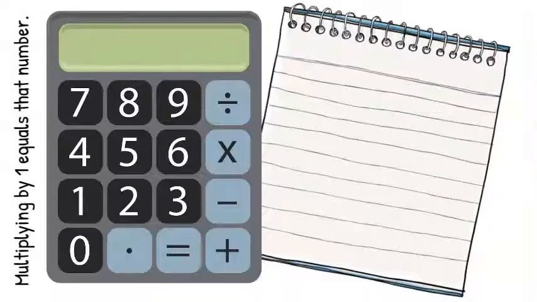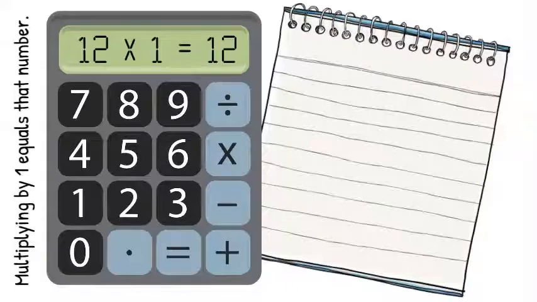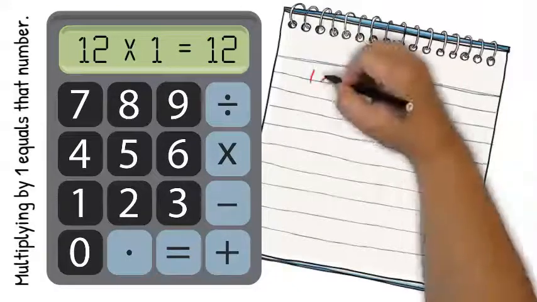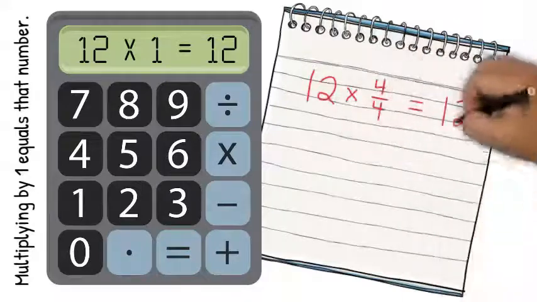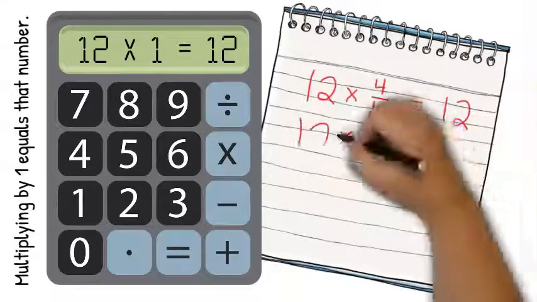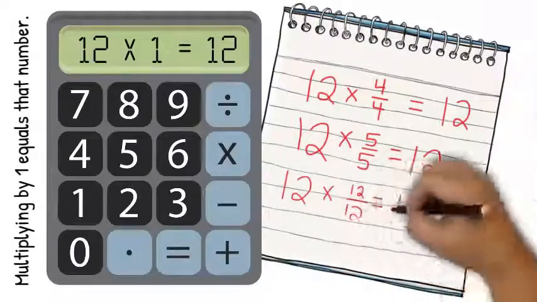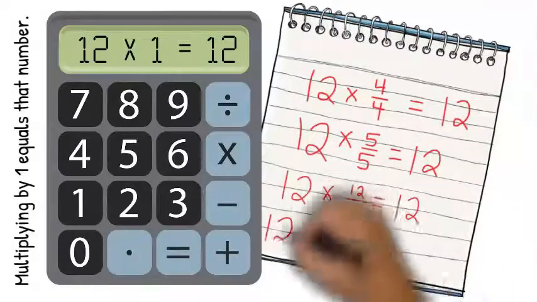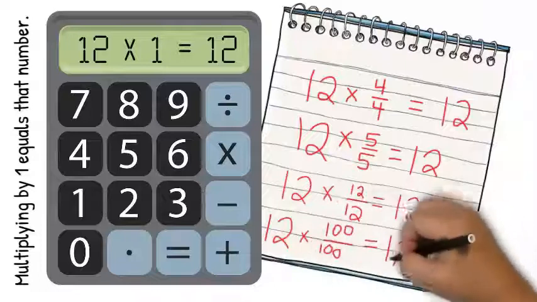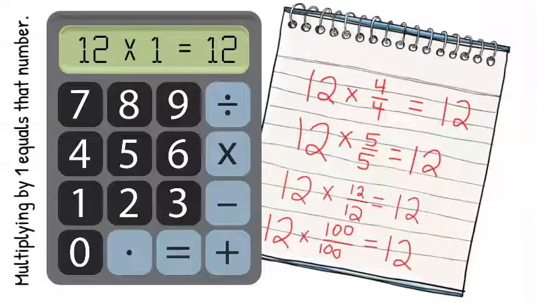Let's try some examples. Take the number 12. If I multiply it by 1, 12 will stay the same. For example, 12 times 4/4 equals 12. 12 times 5/5 equals 12. 12 times 12/12 equals 12. 12 times 100/100, you guessed it, equals 12.